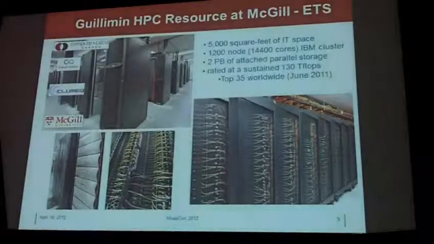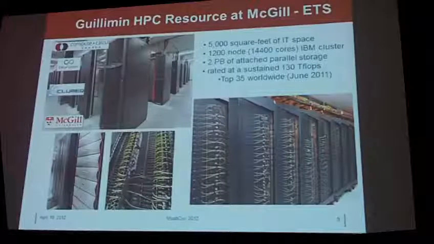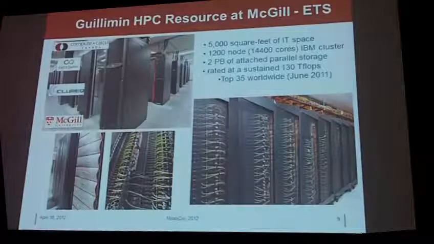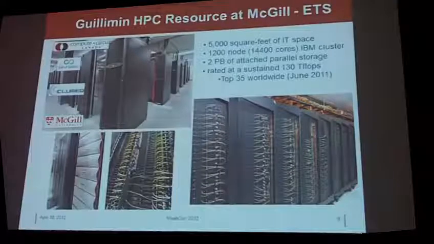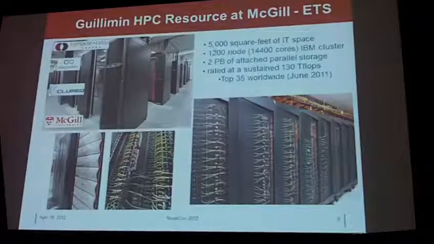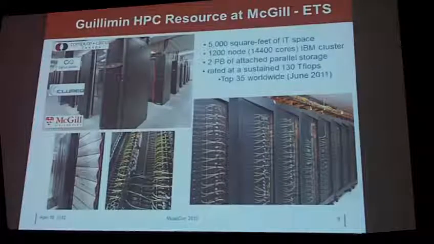So this is Guillimin, our system at McGill University in Montreal. It's a data center of about 5,000 square feet of IT space, but we have 1,200 nodes. It's an IBM iDataPlex solution that was put together and basically handed over to us in April of last year. It has 14,400 compute cores, all Intel Westmere. We also have 2 petabytes of storage online with that as part of a GPFS parallel file system. At the time, it was about number 35 in the world in June of last year. But as we know, these things slip very rapidly.